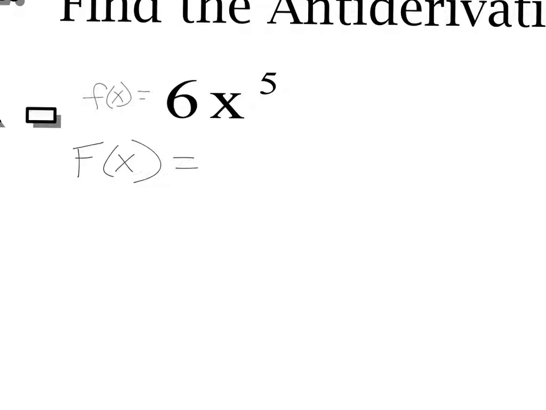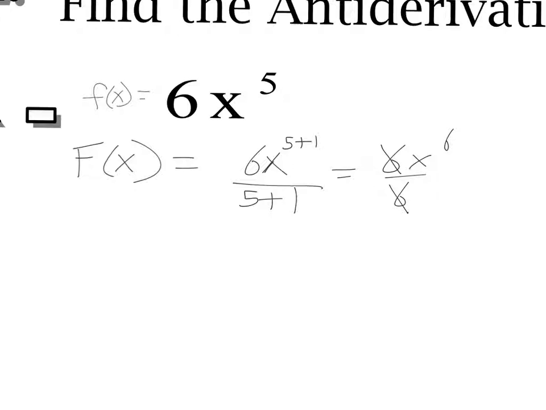And let's just think about this. We've got a 6x to the 5th, and we're going to add 1 to the exponent. So this is like 5 plus 1. And we are going to divide by this new exponent. That's the reverse power rule, if you think about it. It's the exact opposite of what we did when we took the derivative using the power rule. Well, obviously, this cleans up quite a bit. This is 6x to the 6 over just 6, and so these things cancel out.